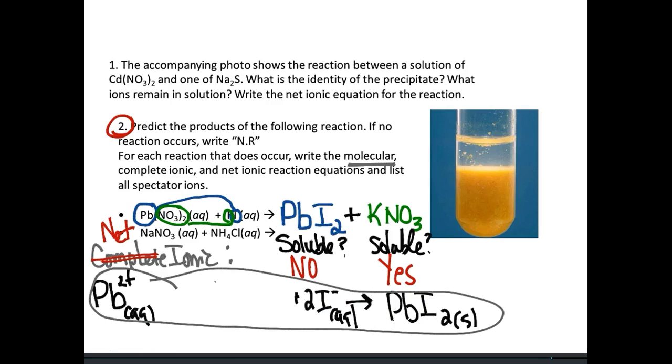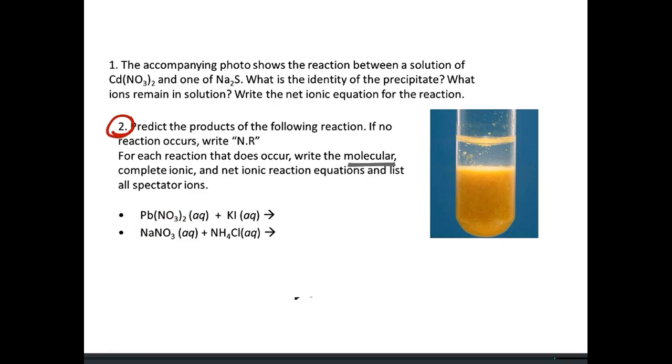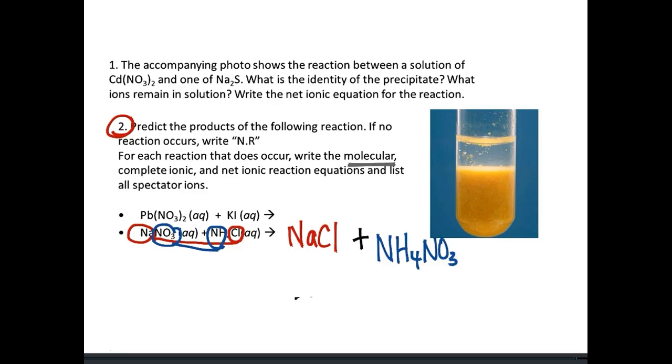Next, we're going to move on to the second reaction. So here we're going to swap partners. Sodium combines with chloride, and ammonium combines with nitrate. Sodium chloride combines 1-to-1. Ammonium nitrate combines 1-to-1. Next, we have to ask if these are soluble.